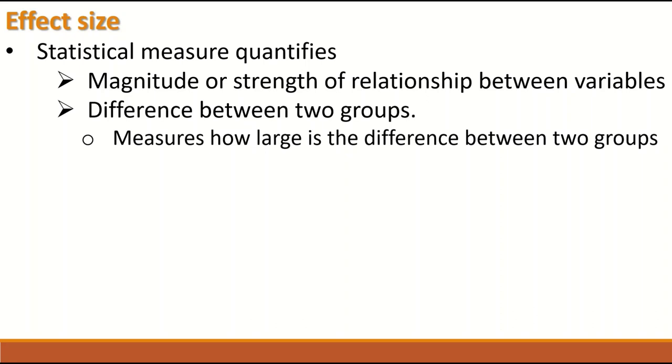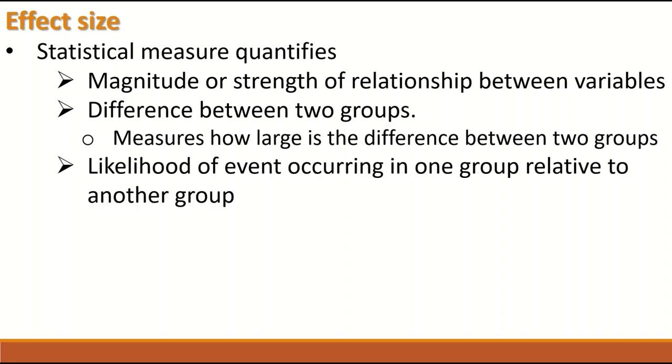Also, the effect size can estimate the likelihood of an event occurring in one group relative to another. That can be used and estimated when the variable or the outcome is binary or dichotomous, categorical, with two categories in it. Then the likelihood of an event occurring in one group relative to another is estimated, and that can be measured to give an effect size value.